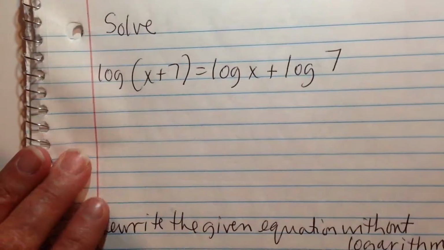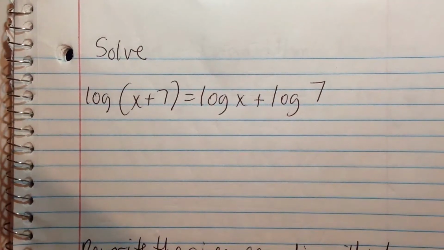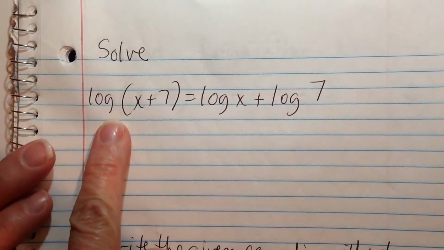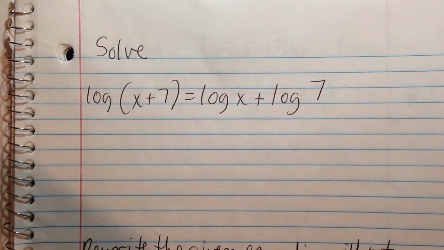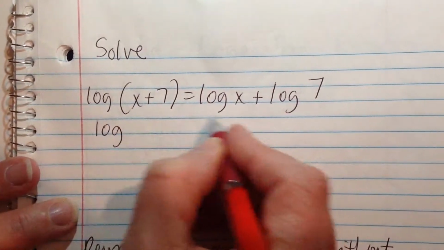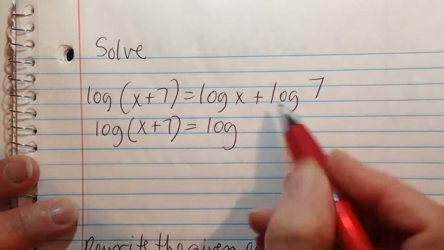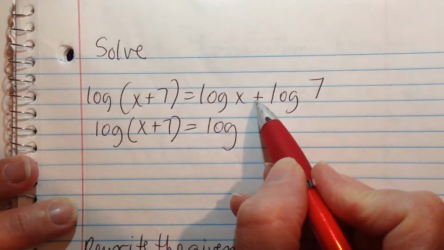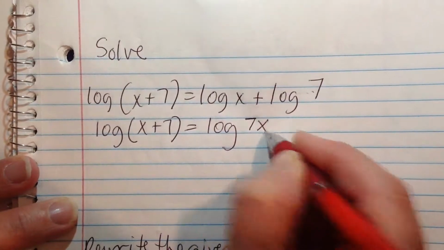When I look at this problem, this is a logarithmic equation. So let's begin solving it. I see that I have 1 log on the left equal to 2 logs on the right. To use the one-to-one property, I want to get 1 log on the left equal to 1 log on the right. And I can do that with this equation by condensing these two. So on the left I have log of x plus 7 equals log. Now let's condense. The plus sign comes from the product rule, so let's multiply x times 7. I'm going to just write that 7x.